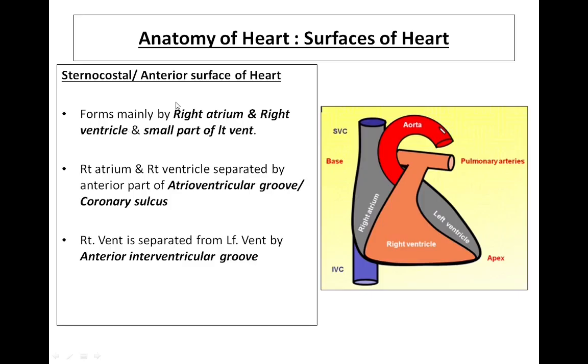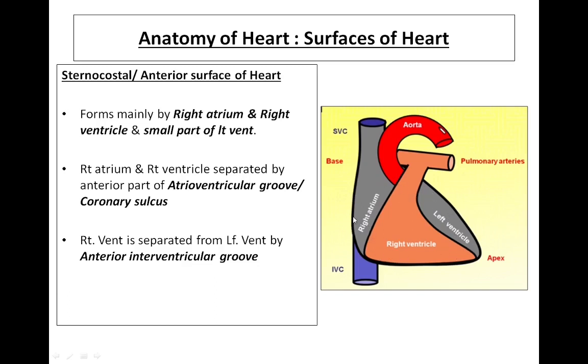Then come to the sternocostal surface or anterior surface. So this is the sternocostal surface or anterior surface. It is formed by your right atrium. See, this is the right atrium, then the right ventricle and a small part of the left ventricle. So here 3 parts: right atrium, right ventricle and a small part of the left ventricle. So it is forming our anterior surface or sternocostal surface.